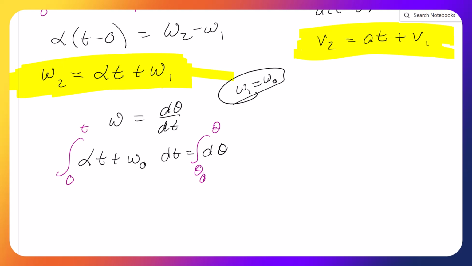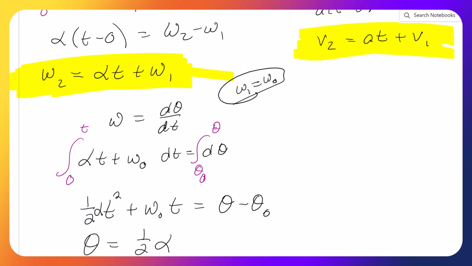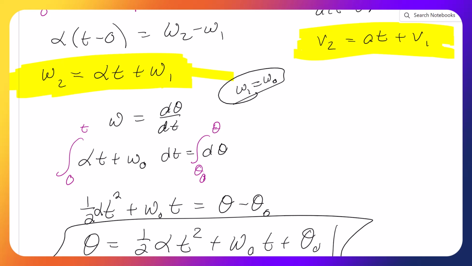And on the left, are you just going to be so shocked when we get 1/2 alpha t squared plus omega naught t. And on the right, theta minus theta naught. Then when we rearrange, we get theta equals 1/2 alpha t squared plus omega naught t plus theta naught. And the crowd goes wild. Maybe. I'd like to hope so, because it's this thing, right?